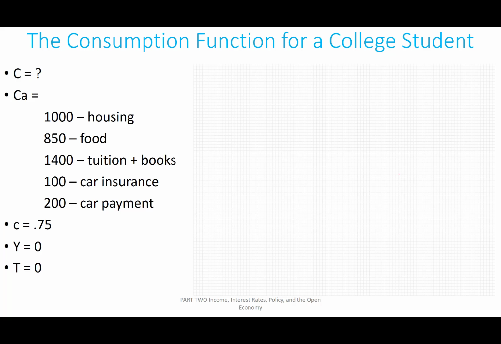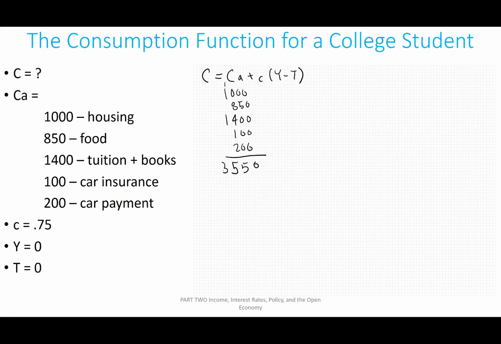The consumption function for a college student. Again, we know that consumption C is equal to CA plus c, Y minus T. We have 1,000, 850, 1,400, 100, and 200. 8 and 2 is 10. 10 and 4 is 14, and 1 is 15. Carry the 1.